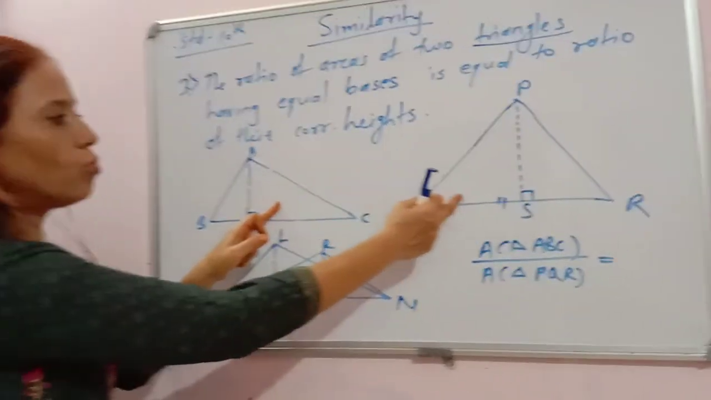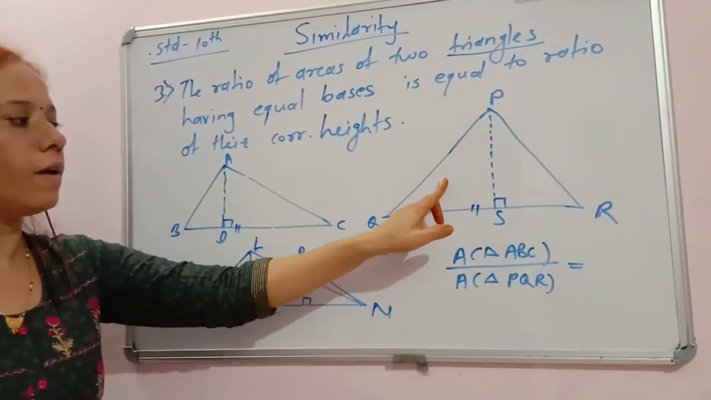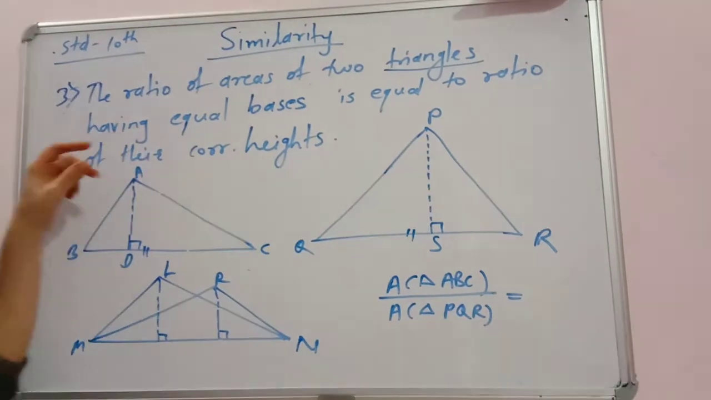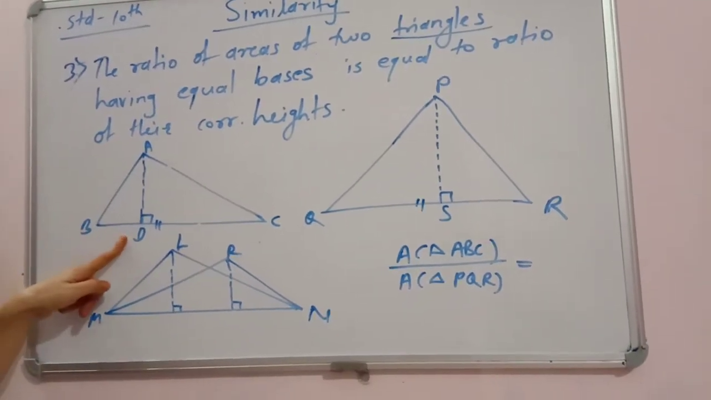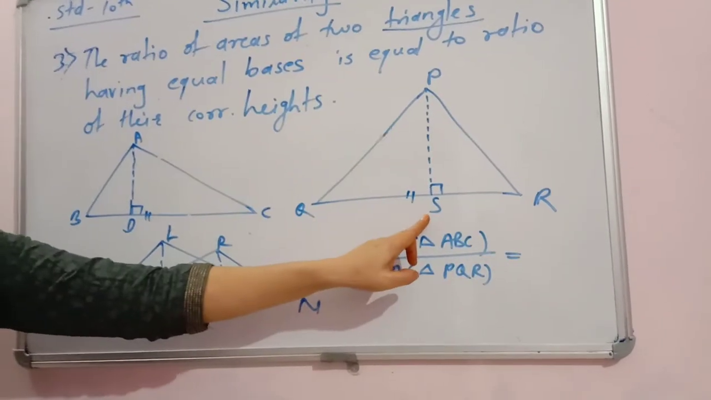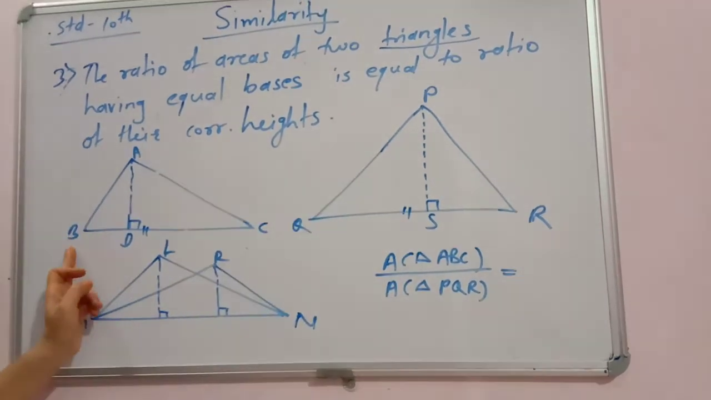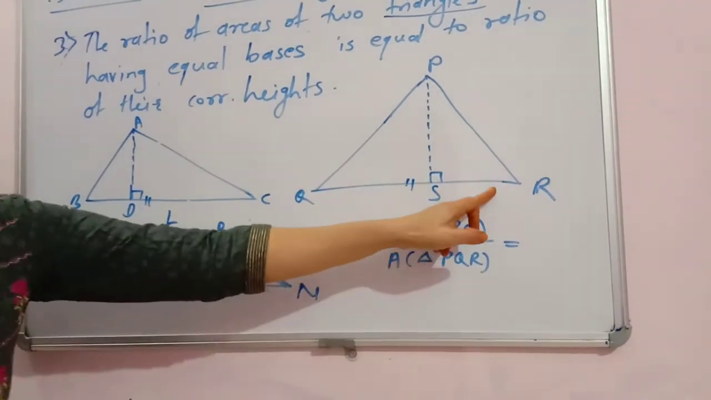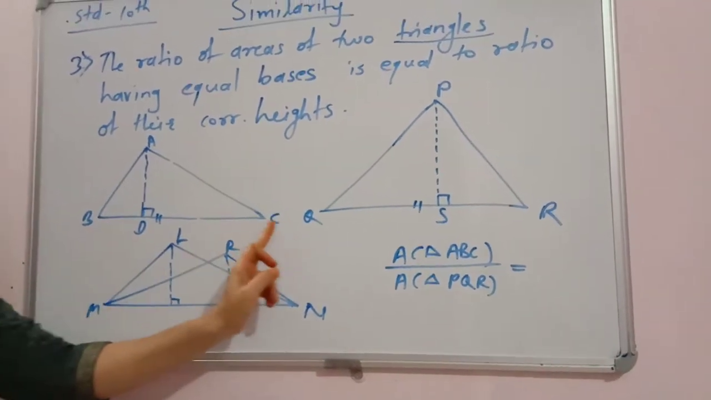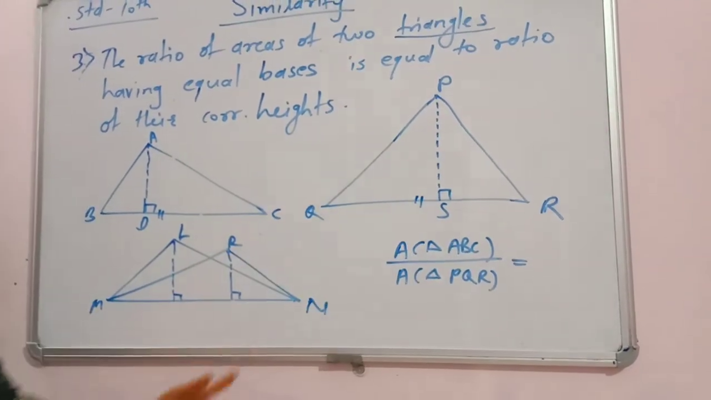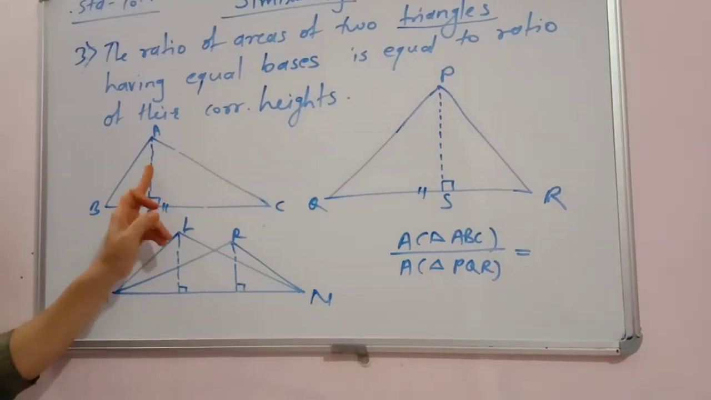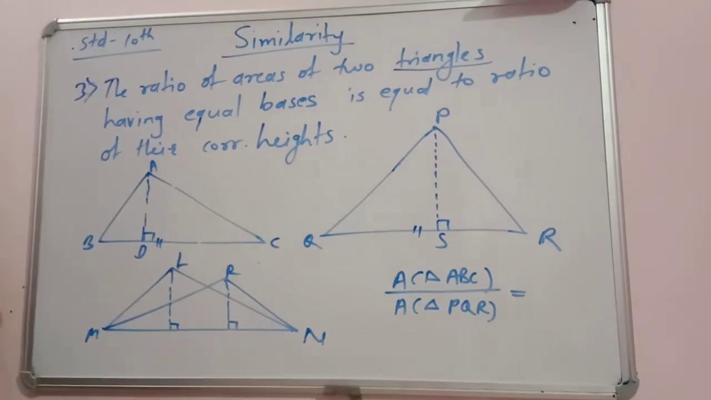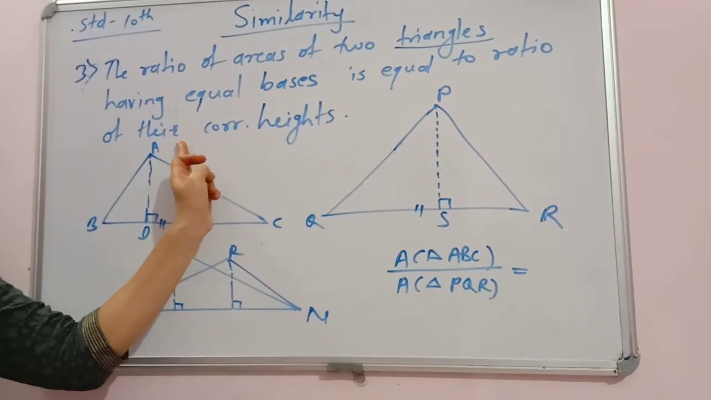Now consider these two triangles, triangle ABC and triangle PQR. Triangle ABC has height AD and PQR has height PS. It has base BC, it has base QR. But what is given? This BC and QR are equal. They have equal bases. Then what is the ratio of their areas? It is equal to the ratio of their corresponding heights.